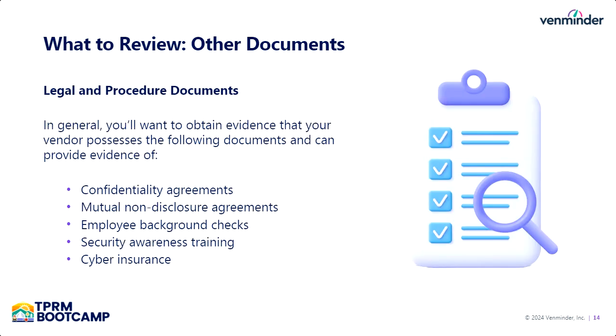So when we're talking about reviewing these critical elements, ultimately the question always comes up, well, what documents do I need? And really, you need a handful of different things. So from a legal and procedural aspect, you're looking for things like confidentiality agreements, mutual non-disclosure agreements, employee background checks, contractor background checks. Do they perform security awareness training? Do they validate that training? What's their cybersecurity insurance? So when you're talking about what do I need to ask for, this is a great first start when we're talking about legal documents, and then we'll get into a couple of other things as well.